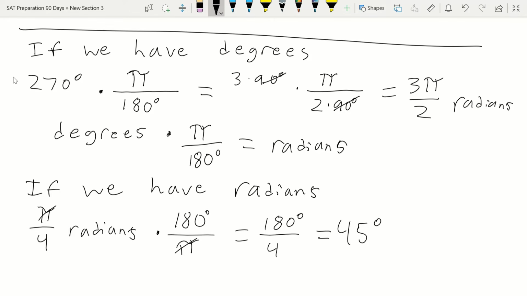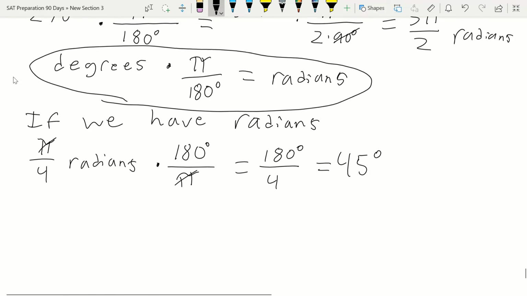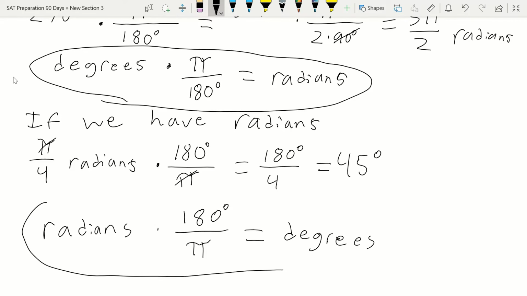So what's our equation for that one? Well, our equation up here was degrees times pi over 180 equals radians. So now we're simply going to flip our degrees and our radians. So we're going to have our radians times, keep in mind we also have to flip our pi over 180 to 180 degrees over pi. And that's going to give us our degrees. All right, so you're going to want to have this equation in your notes as well.